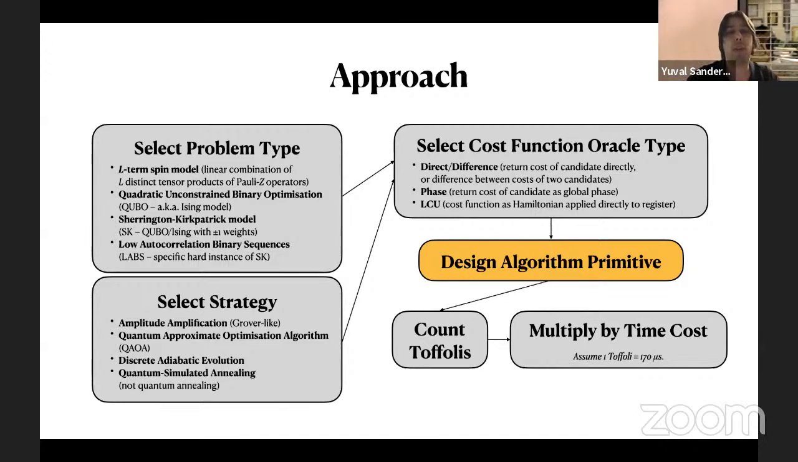So we take these 2 points: we have a problem type and we have a strategy. And once we know these 2 things, then we can design a cost function oracle. Often when you look at, for example, Grover search, it's actually an oracle separation that you prove, so you just have a black box. But we're not going to get away with that for this kind of analysis. We have to actually say what it costs to execute these oracles.